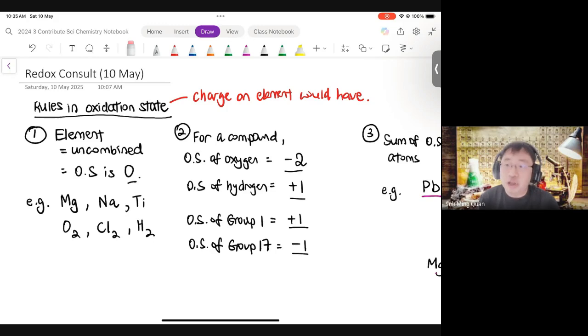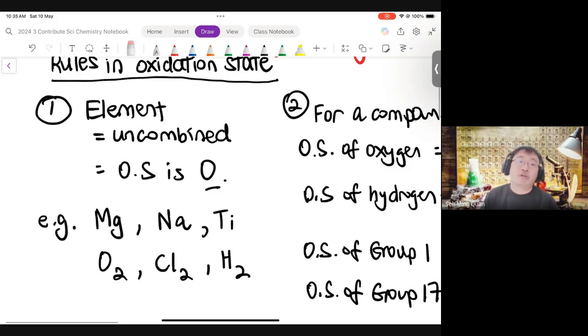There are basically only 3 rules. The first rule has to do with the uncombined element. So this is more of a definition, actually. By definition, an element is uncombined. It has not reacted with anything else. As a result, the oxidation state must be 0, because it's the most fundamental, the most basic form of the substance. It's not combined. It has not done anything to its electrons. Therefore, it should be oxidation state of 0.